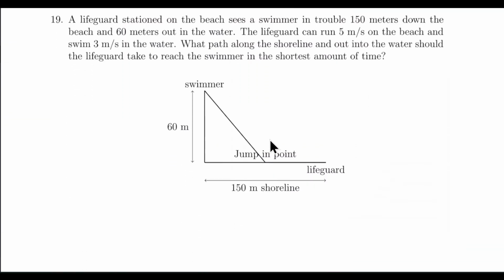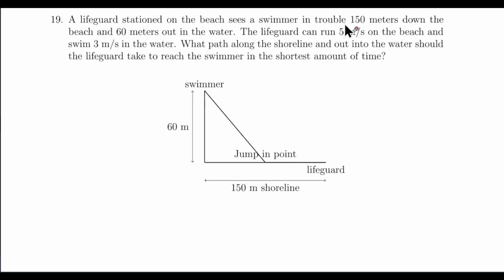Okay. This is a very popular question asked in various ways, just the language changes and the concept is the same. This one says that a lifeguard stationed on the beach sees a swimmer in trouble 150 meters down the beach, and 60 meters out in the water. So this is the swimmer who is in trouble. This is the lifeguard, and he's seeing this swimmer at 150 meters down and 60 meters out in the water.